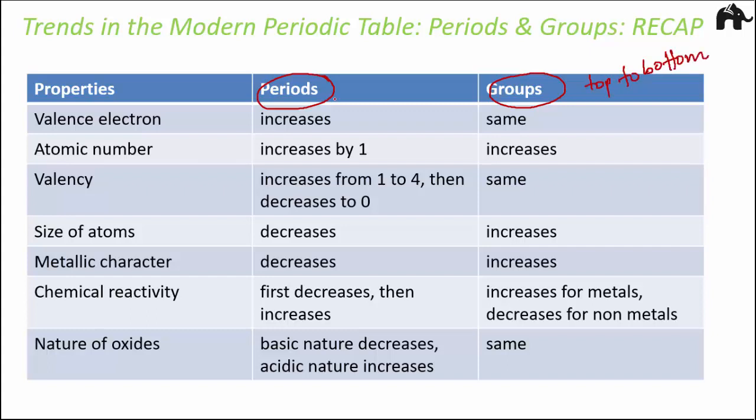When we talk about a period, it is from left to right. So you see, valence electron increases in a period, it remains same in a group. Atomic number increases by 1, here it increases but not by 1. Valency increases from 1 to 4, then decreases to 0, here it remains the same. Size of atoms decreases, increases, metallic character decreases, increases, chemical reactivity first decreases, then increases.